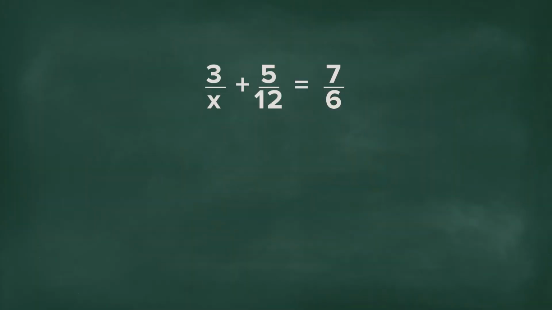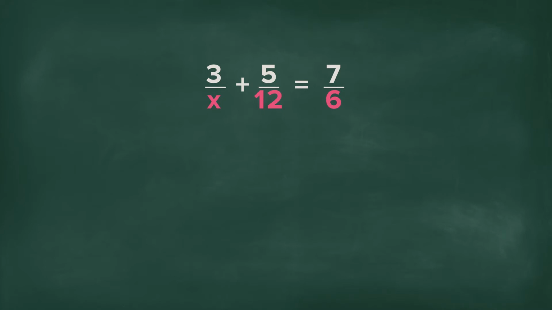We use a similar method to solve linear equations that include rational expressions. The difference is that the variable appears in one or more denominators of the equation. As we did before, we'll begin to solve the equation by rewriting it so that there are no fractions. To do that, we'll have to find the least common denominator of the fractions in this equation. The denominators are x, 12, and 6.